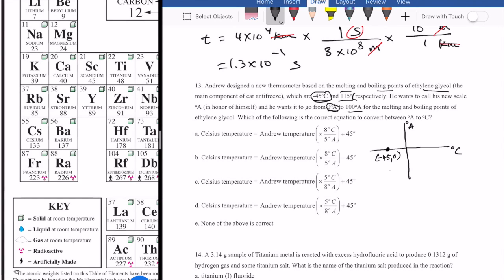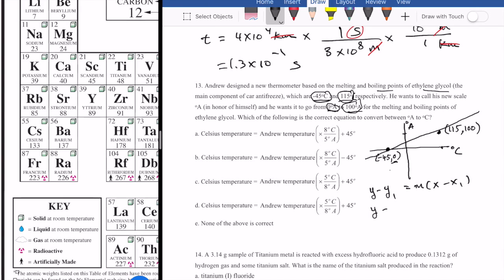And then the other one is 100 degrees A with 115 C. So that one would be 115 C, right? And 100 A. So then the line that connects the 2 data points is that line. And basically the line equation is what our conversion equation would be. Just do your standard line equation, y minus y1 equals m times x minus x1.